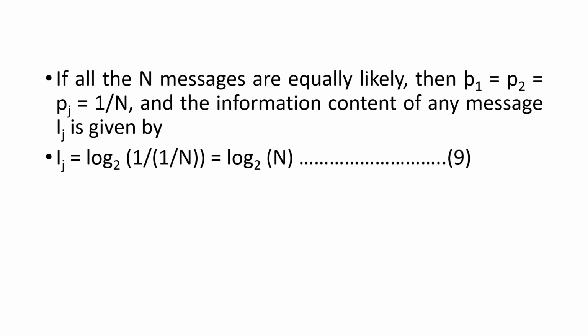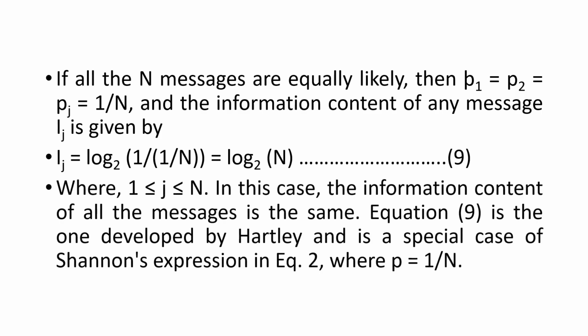And the information content of any message Ij is given by Ij equal to log base 2 of 1 by 1 by n, equal to log 2 n, where 1 less than or equal to j less than or equal to n. In this case, the information content of all the messages is the same. Equation 9 is the one developed by Hartley and is a special case of Shannon's expression in equation 2, where p equal to 1 by n.